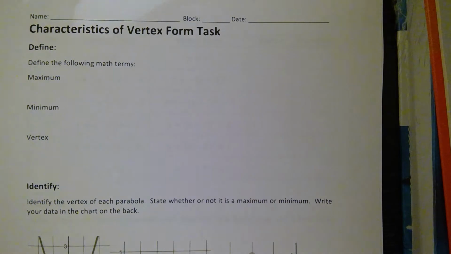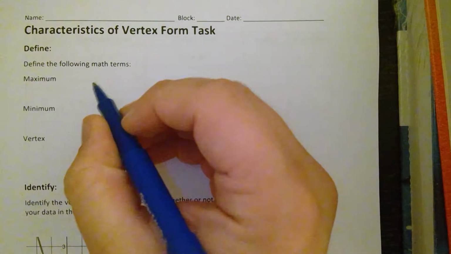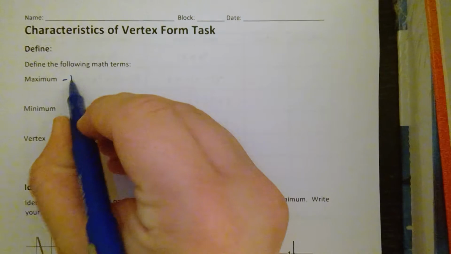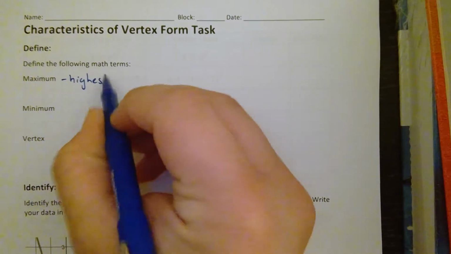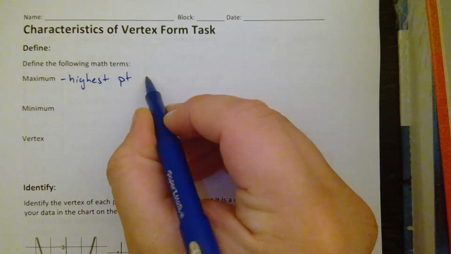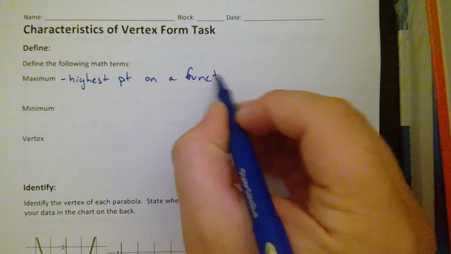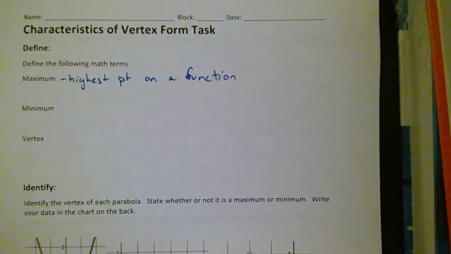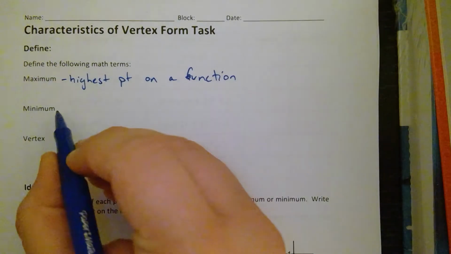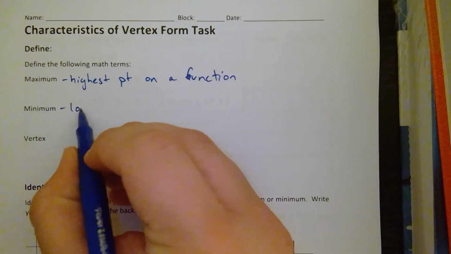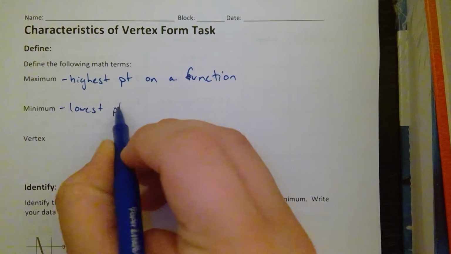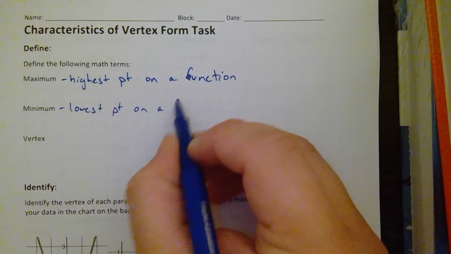Now we got to think back to before fall break, we talked about key features of graphs, but a maximum is the highest point on a function. Now, if the maximum is the highest point on a function, that would mean that the minimum is the lowest point on a function.